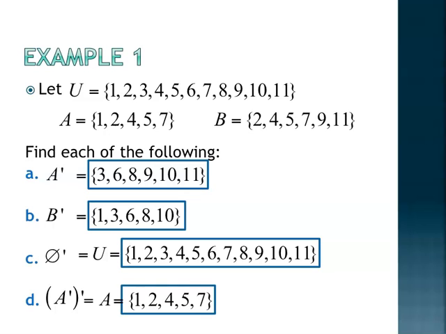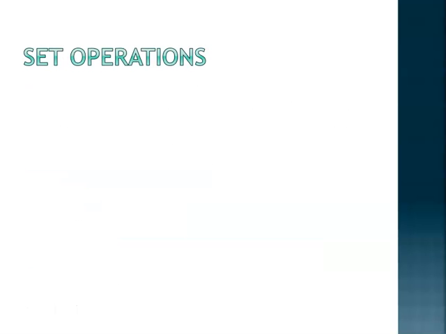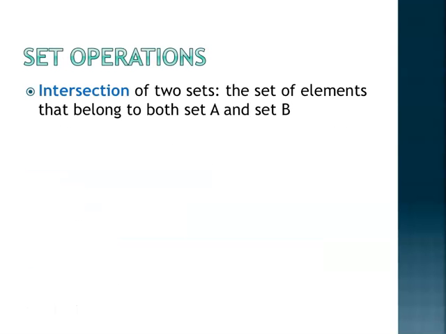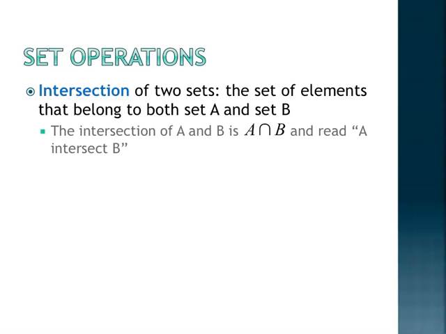A couple more things with set operations. First is the intersection of two sets. When we talk about the intersection of two sets, we refer to the set of elements that are in both set A and set B. Now the way we notate this is with what looks like an upside down U. That's the intersection. So the intersection of A and B is A, and then with the little symbol in between, and then B. And the way you read this is A intersect B.